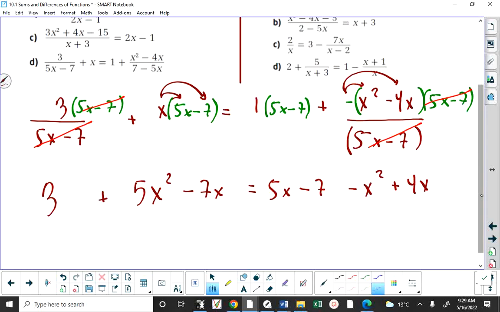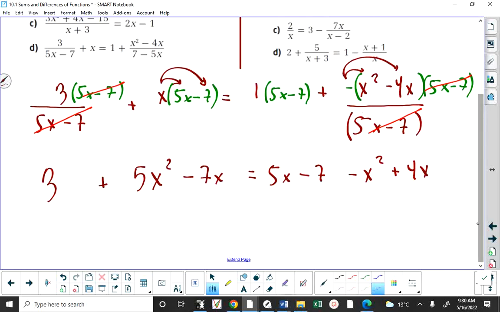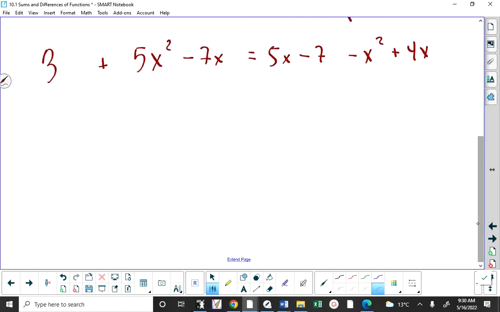And now I can solve this equation, or at least take a step closer to solving it. I'm going to zero the equation by moving everything to the left-hand side. I have 5x squared on the left, and I have a negative x squared on the right. So when I add x squared to both sides, that will give me 6x squared.